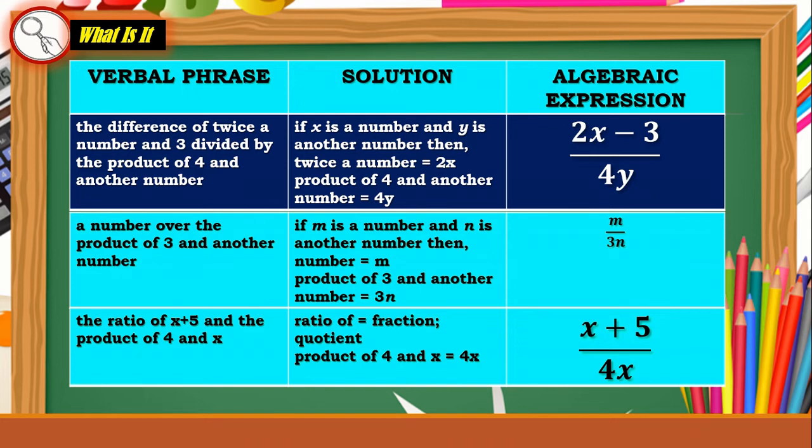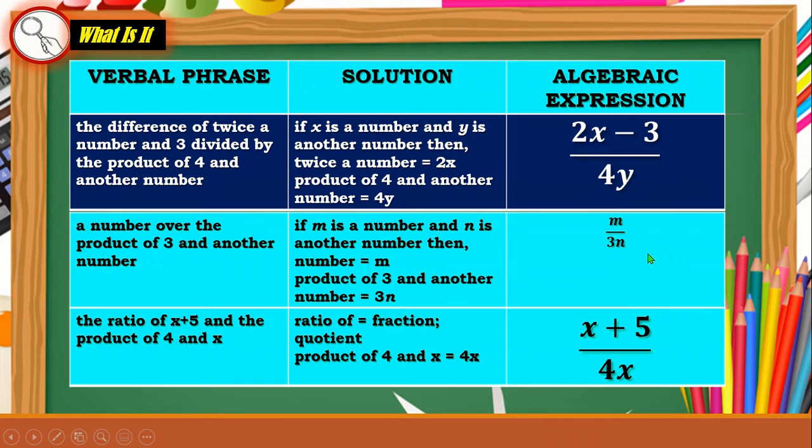Example number 1. The difference of twice a number and 3 divided by the product of 4 and another number. Now our solution: if x is a number and y is another number, then twice a number is equal to 2x. Product of 4 and another number is equal to 4y. Therefore, the difference of twice a number and 3 divided by the product of 4 and another number.